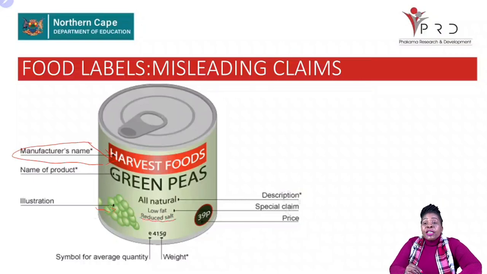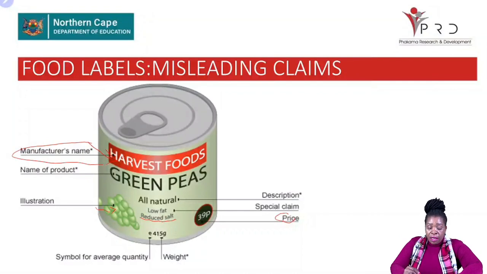This is a canned product. Apparently, for it to last long on the shelves, the green peas are supposed to be preserved. But then the special claim says reduced salt, right? And then there is the price there. These days, we don't usually use the price. We use the barcode. You find the barcode on the product, right? And then the symbol for average quantity, that is E, and the weight is 415 grams. So I'll send you to the shops and say, go and buy me 415 grams of Harvest green peas, right?